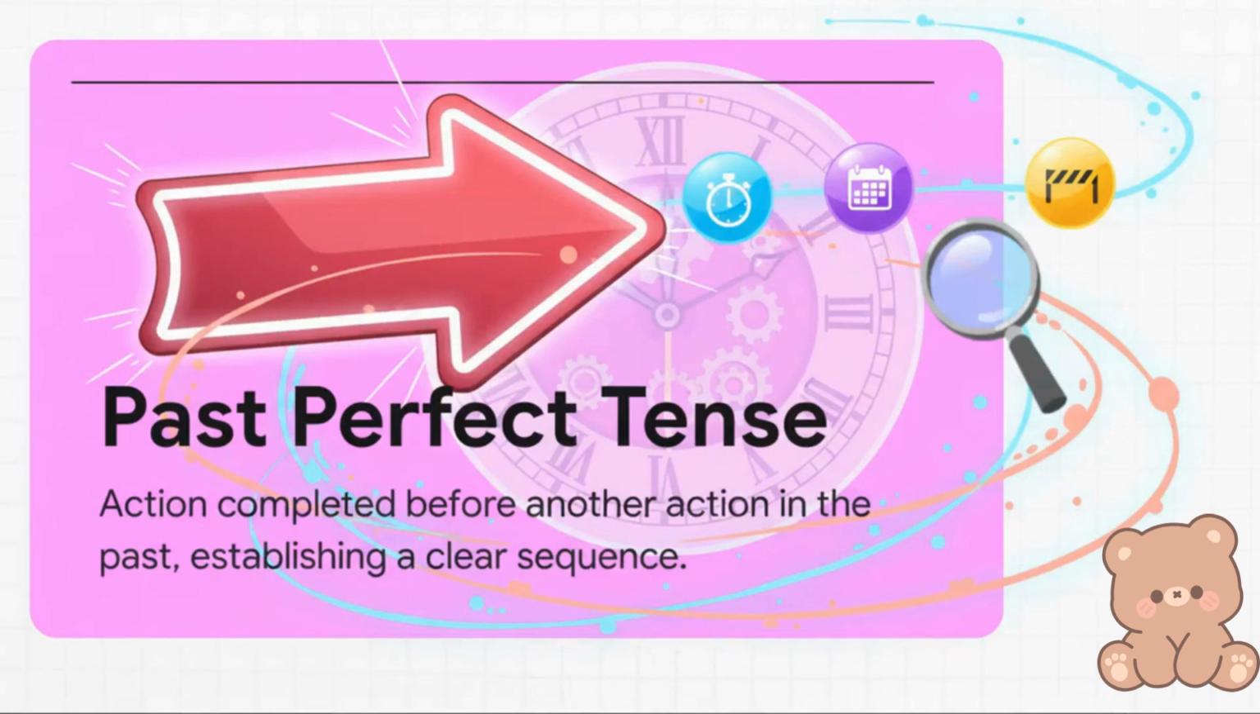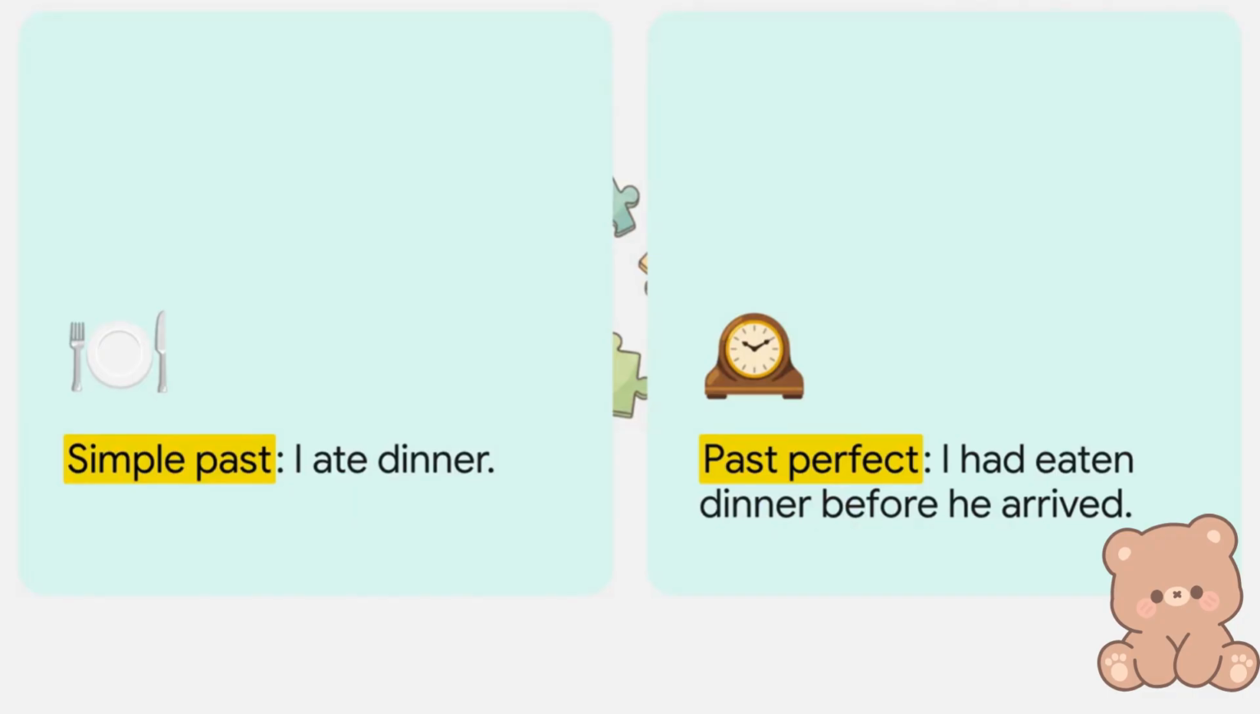Let's look at the formal definition. The past perfect tense describes an action completed before another action or time in the past, establishing a clear sequence. It is literally all about sequencing time clearly. It's basically the grammar equivalent of putting a giant flashing neon arrow on your sentence that screams, "Hey, this happened first."